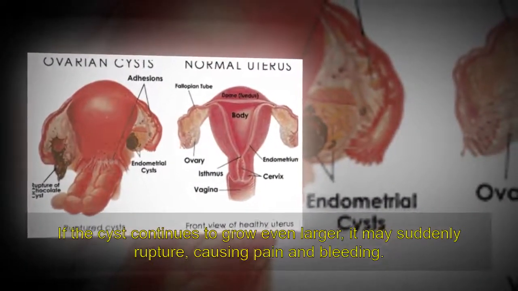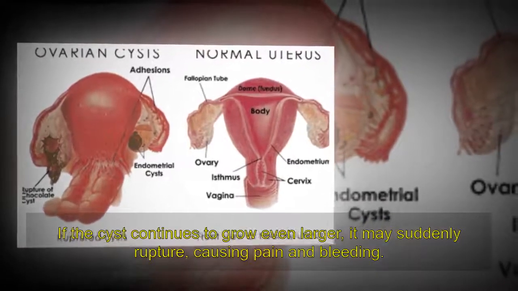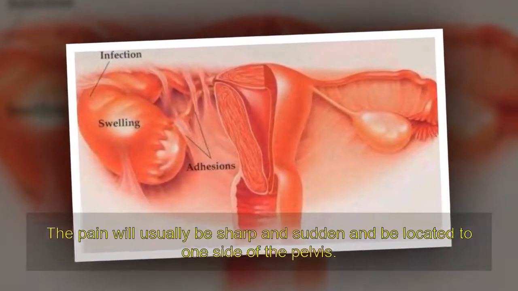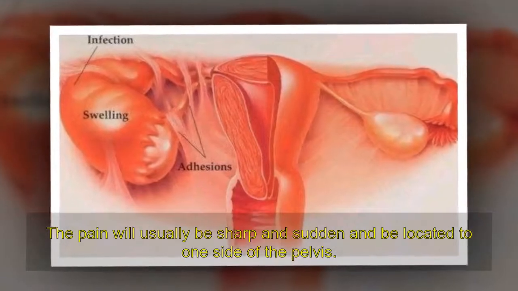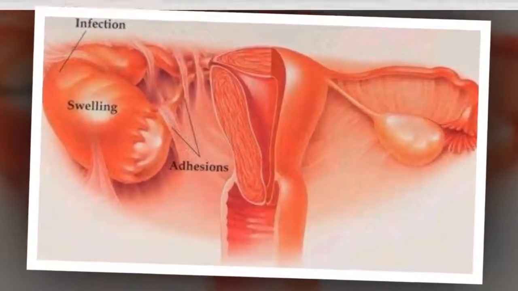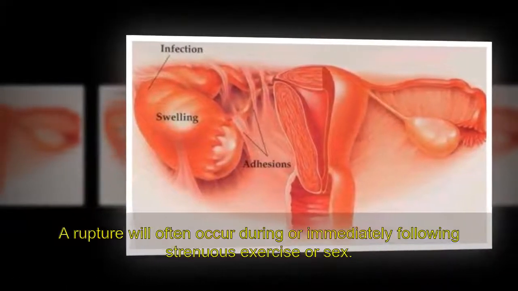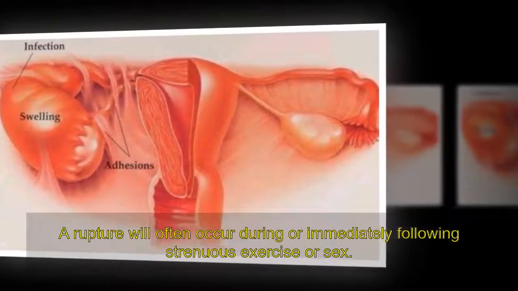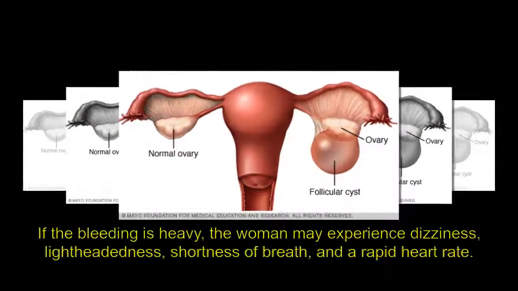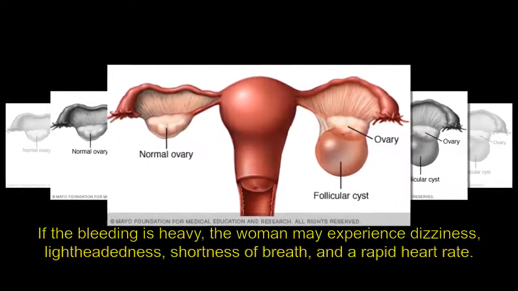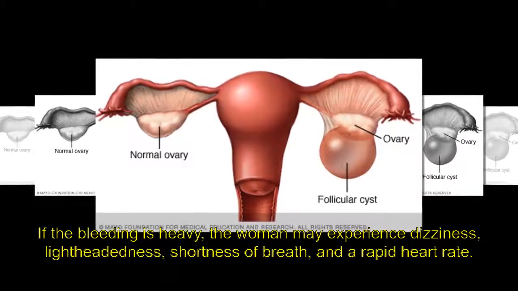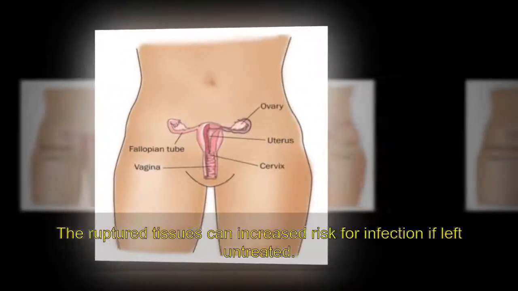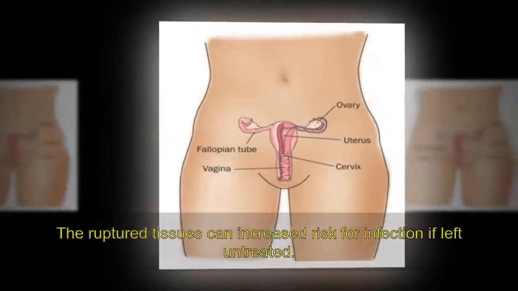If the cyst continues to grow even larger, it may suddenly rupture, causing pain and bleeding. The pain will usually be sharp and sudden and be located to one side of the pelvis. A rupture will often occur during or immediately following strenuous exercise or sex. If the bleeding is heavy, the woman may experience dizziness, lightheadedness, shortness of breath, and a rapid heart rate. The ruptured tissues can increase risk for infection if left untreated.